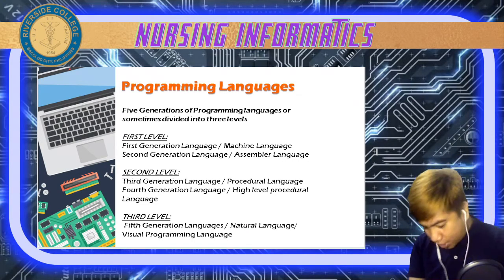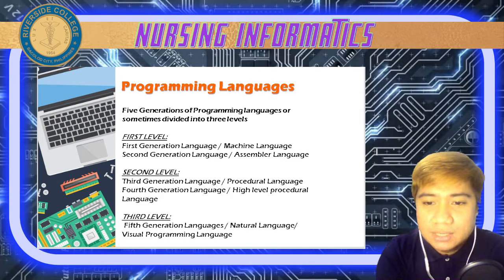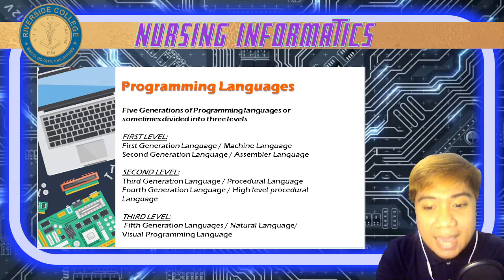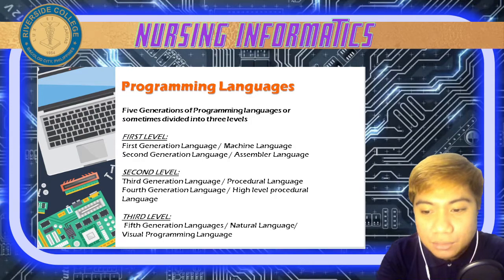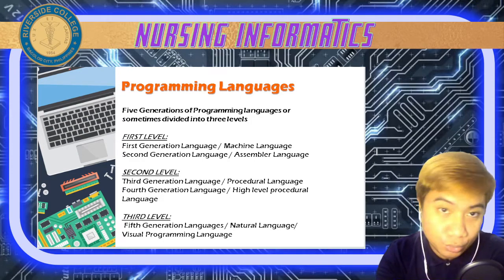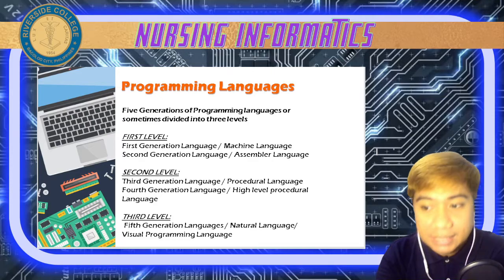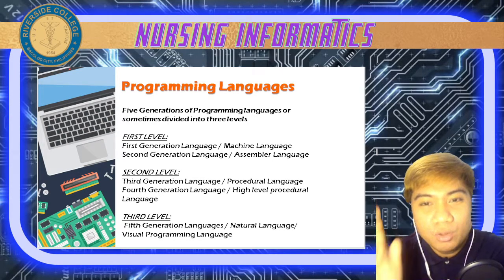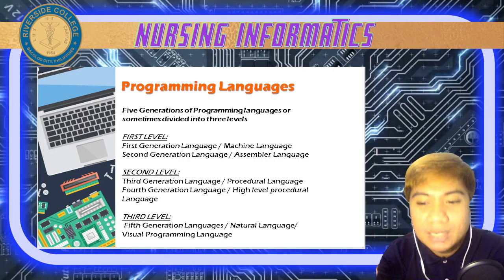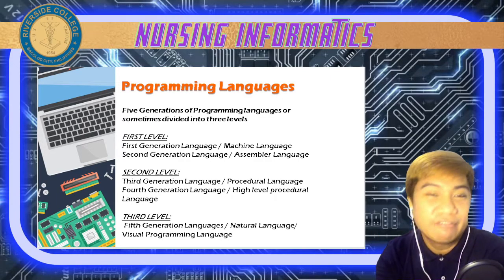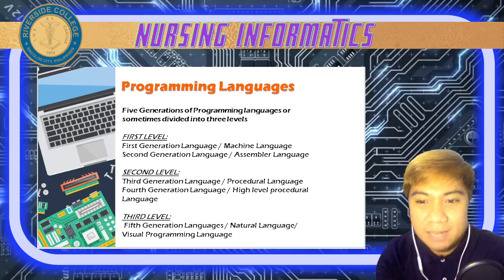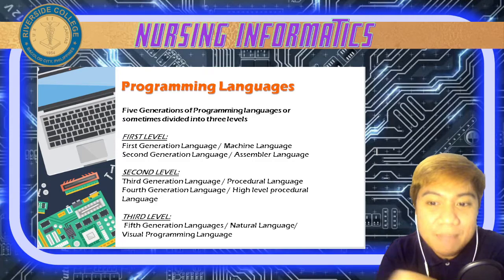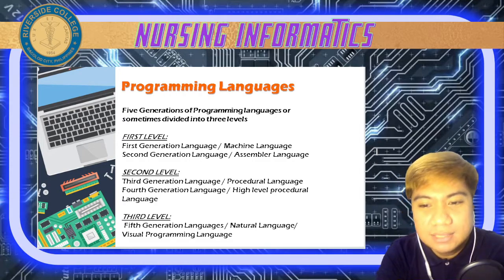Now let's have your programming languages. So a programming language class is a vocabulary and set of grammatical rules for instructing a computer or computing device to perform specific tasks. So the term programming language usually refers to high-level language. Okay? So there are 5 generations of programming languages class, sometimes divided into 3 levels.